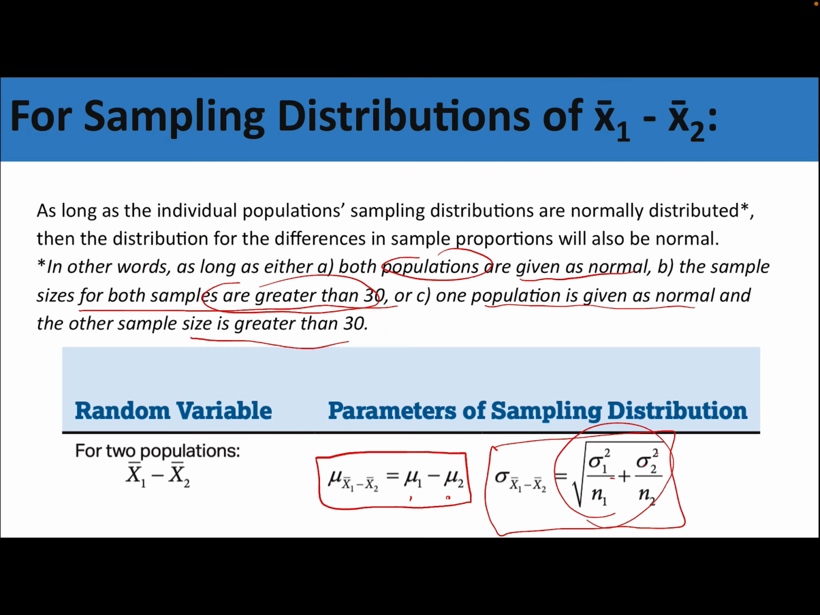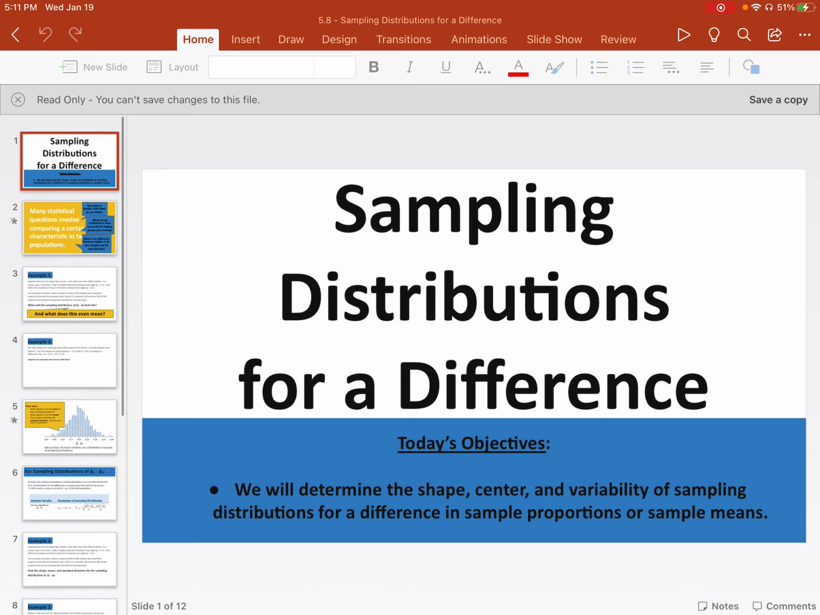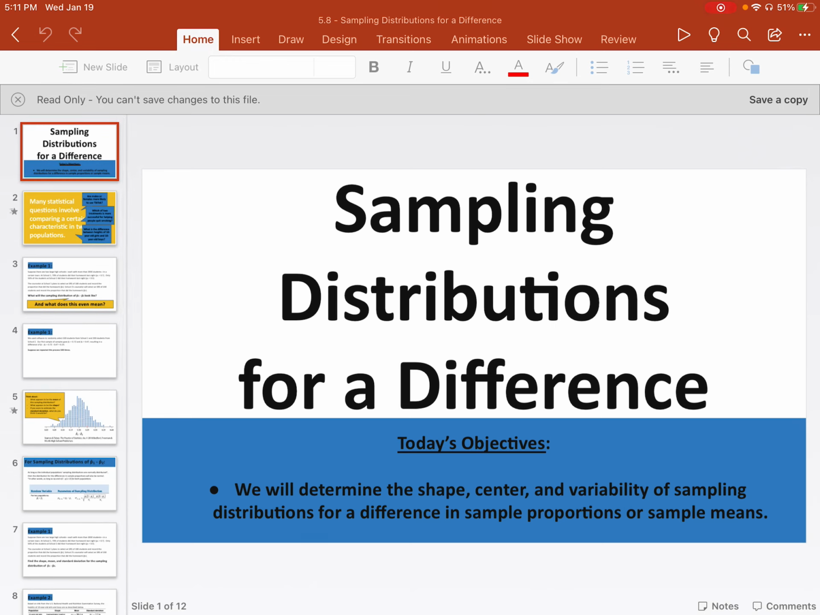We don't see a whole lot of this particular lesson on the AP exam, but I at least wanted to talk through those formulas that are on the formula chart and how we would use them if we were given a problem like that.